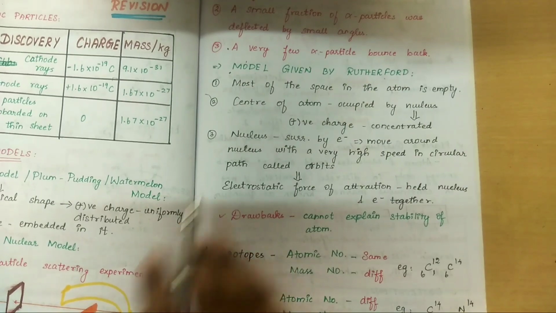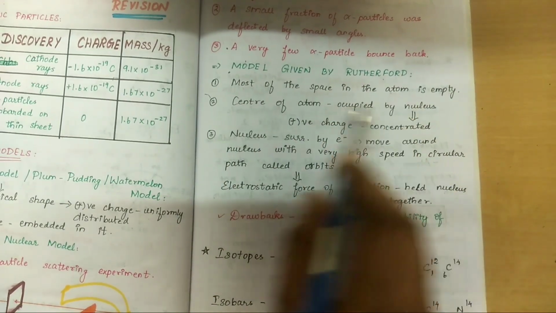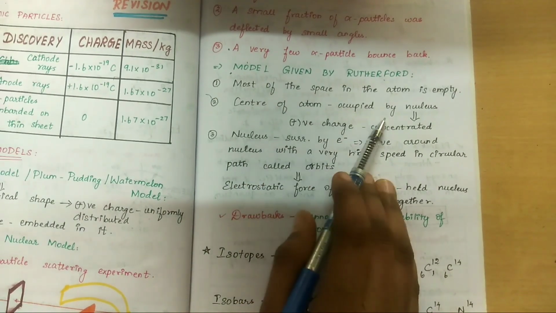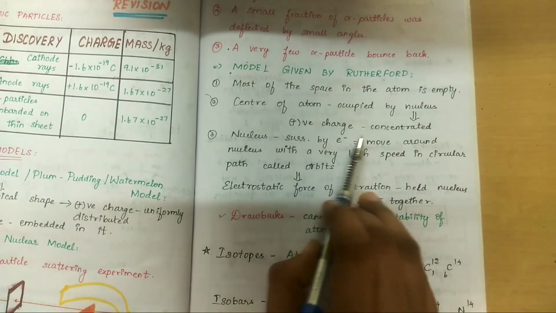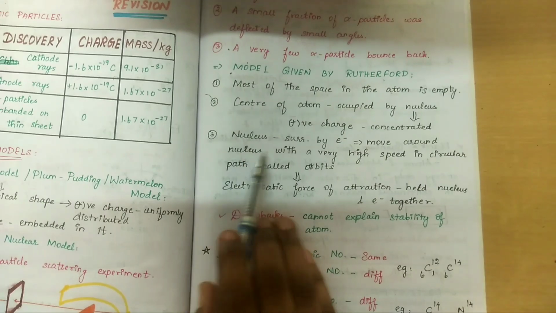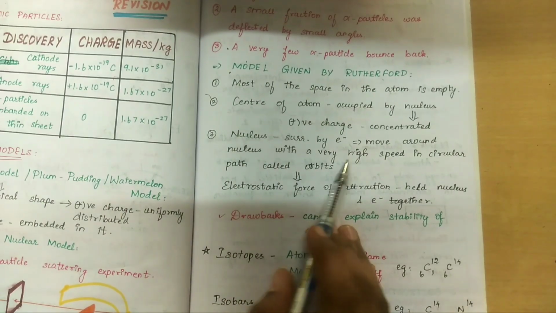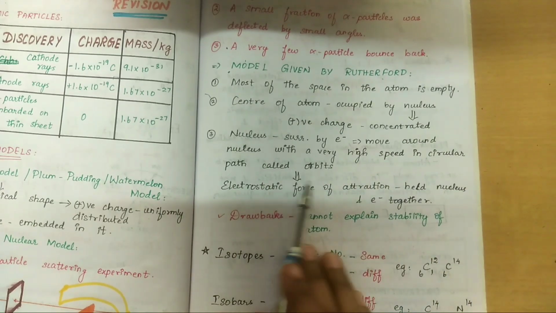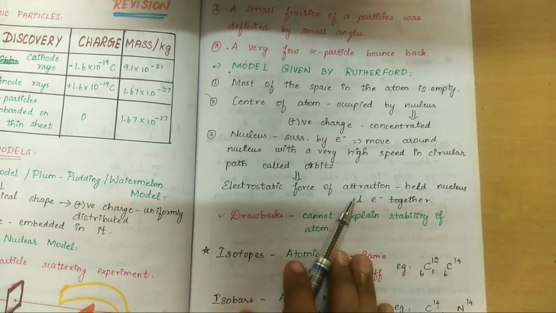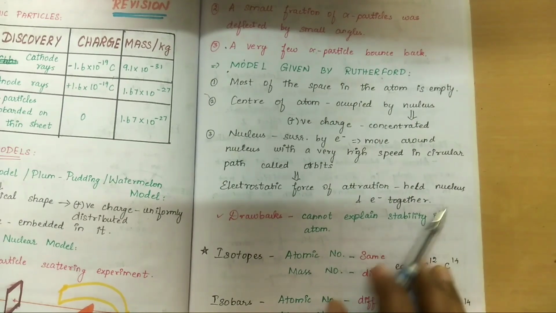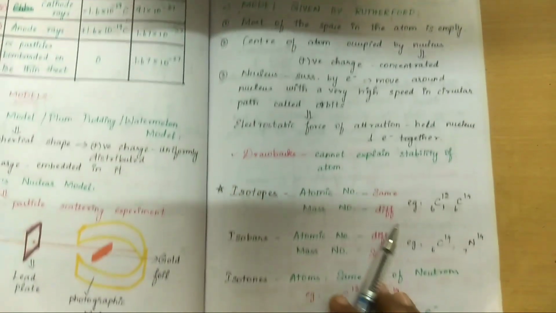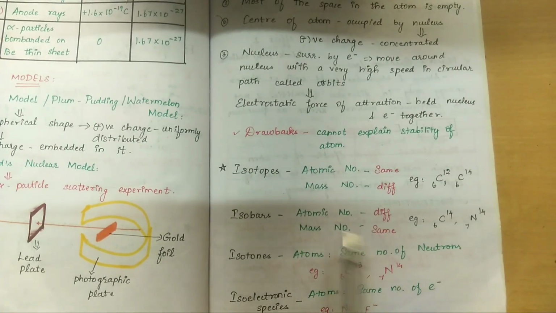The final model given by Rutherford is that most of the space in the atom is empty. The center of the atom is occupied by the nucleus, which has positive charge concentrated in it. The nucleus is surrounded by electrons, which move around the nucleus with very high speed in circular paths called orbits. The electrostatic force of attraction holds the nucleus and electrons together, making the atom stable. The drawback of Rutherford's model is that it cannot explain the stability of the atom.